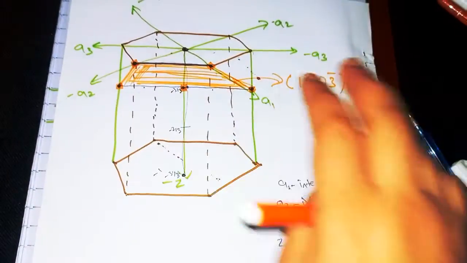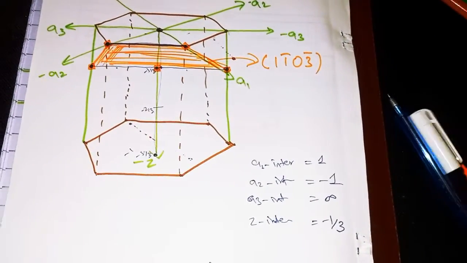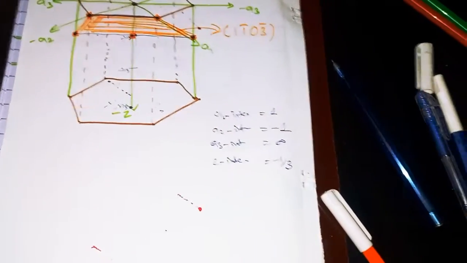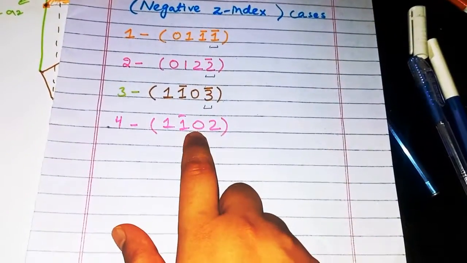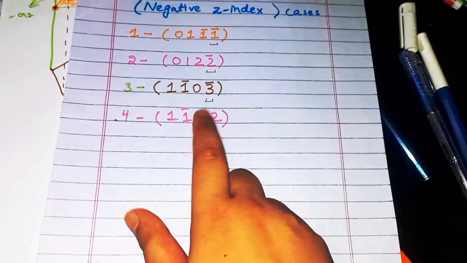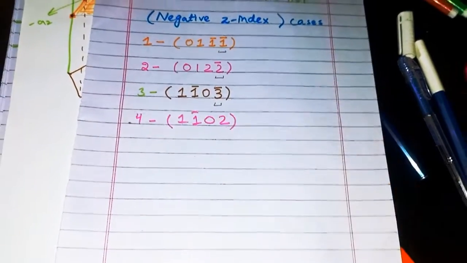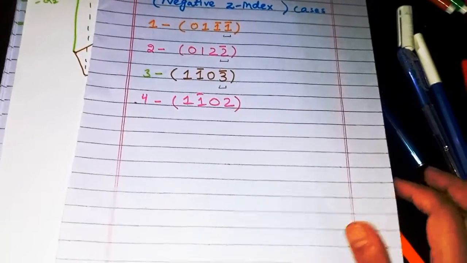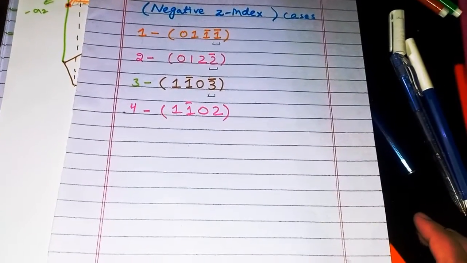Okay, this is the plane. I hope you got the method. It was really simple. And let's do the fourth one, in which we have the A3 intercept to be infinity again and the Z intercept is positive, so that you have that example as well, and you will completely understand how to draw the planes inside an HCP.